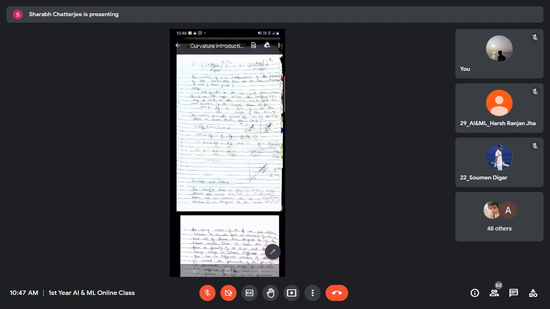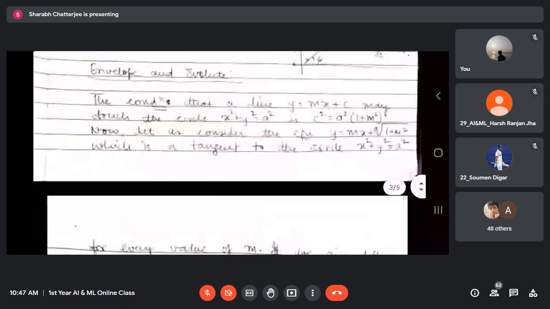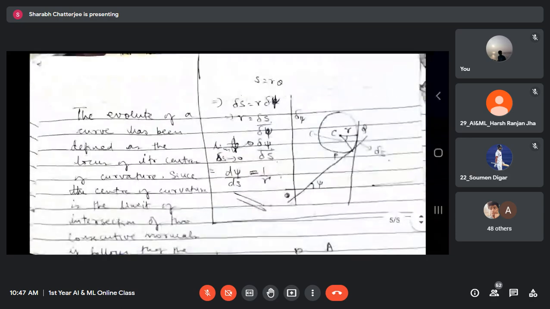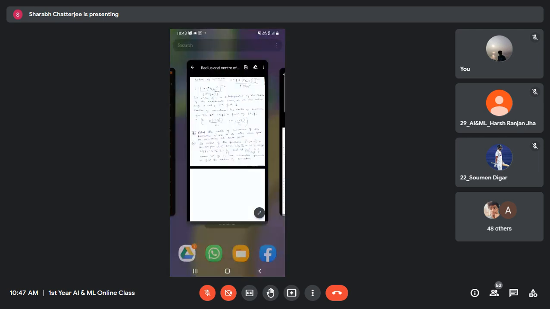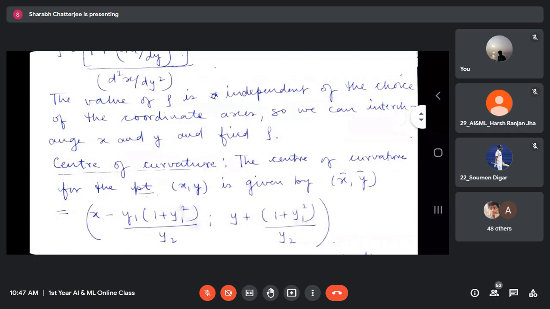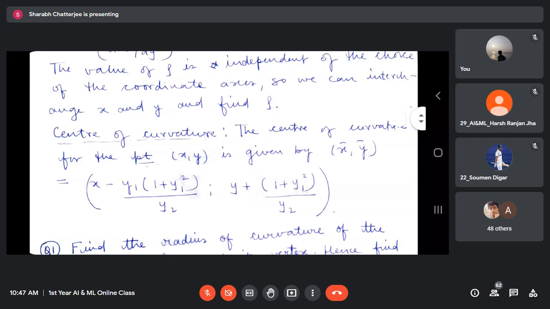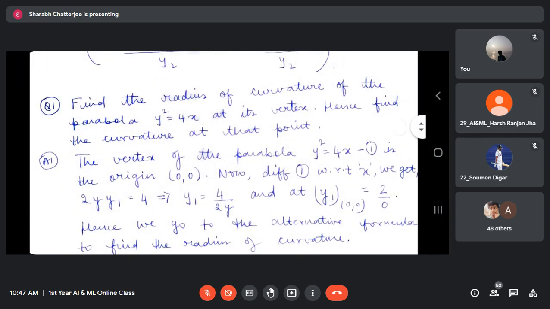Okay. Let us see a problem. Let's do one problem. Center of curvature I'm coming to later on. This is the question, question number 1. Find the radius of curvature of the parabola y² = 4x at its vertex. Hence, find the curvature at that point. So first we find the radius and then find the curvature at that particular point.